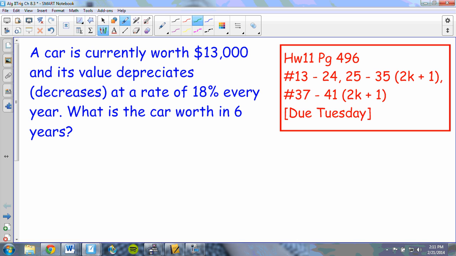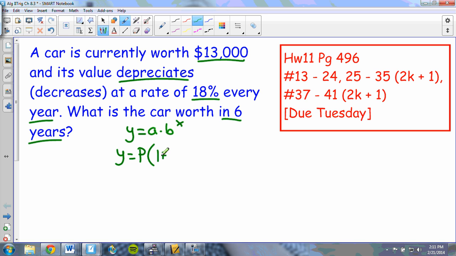A car is currently worth $13,000. It's depreciating at a rate of 18% every year. What's the car worth in 6 years? Well, yesterday we talked about the equation y equals a times b to the x. That's kind of a typical classic exponential function. We also talked about p times 1 plus r over n to the nt.